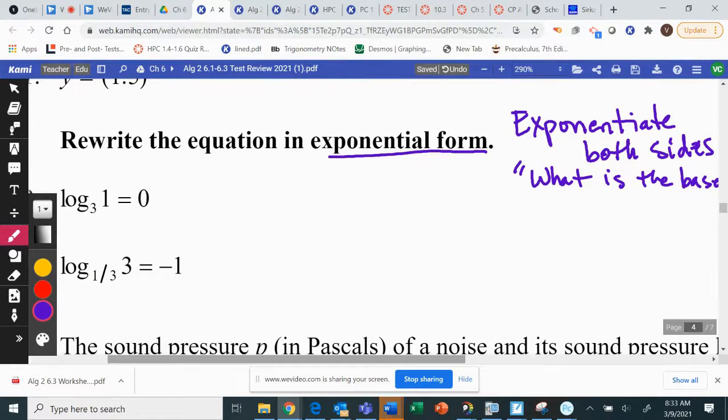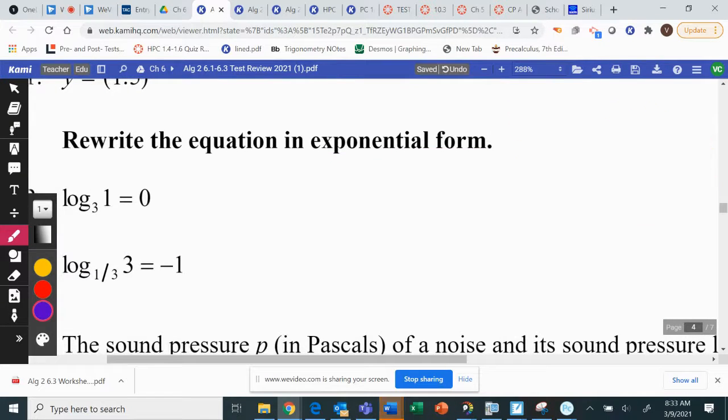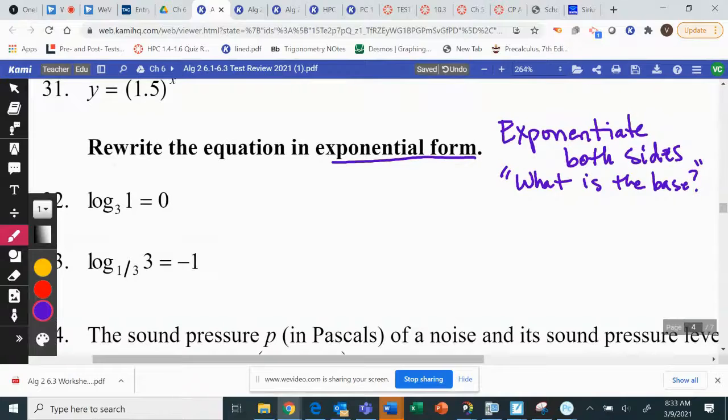Somebody yell it out. Yee, come on, zoom out.